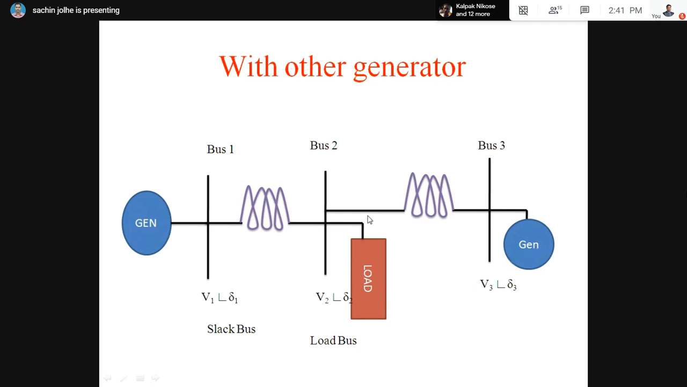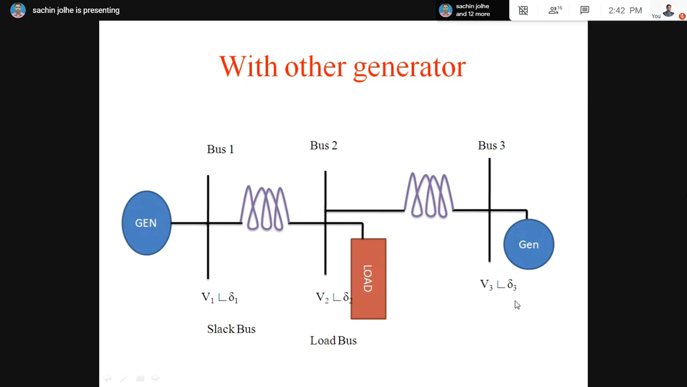Now, when there are two generators, we have to see the direction of current also. You have to remember this. Now, bus number 1, as we have taken, is a slack bus. We can take any bus as a slack bus where the generator is there, but in this case we have taken this. Then this is the load, as there is no generator, so we call this a load bus, and this is the line.